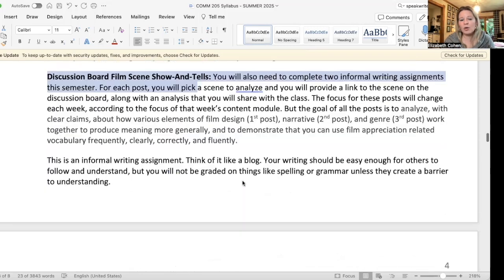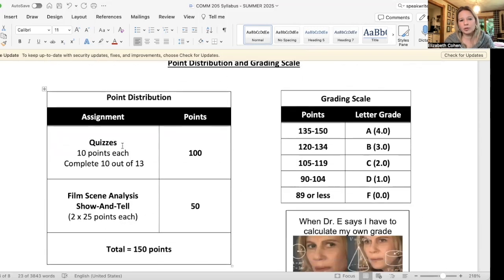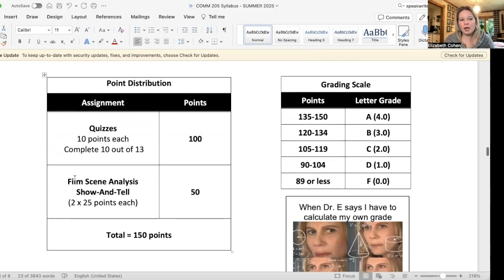But that's it. So here is the distribution, the grading scale. Okay, you've got two things you have to do in this class. I mean, you have to do a lot, but assignment-wise, there are two categories of assignments that you have to worry about. Quizzes. But here's the cool thing about quizzes. There are 13 quizzes that you can do in the class. I'm only going to count 10 of them.